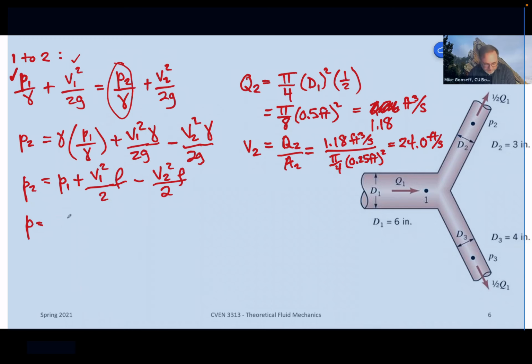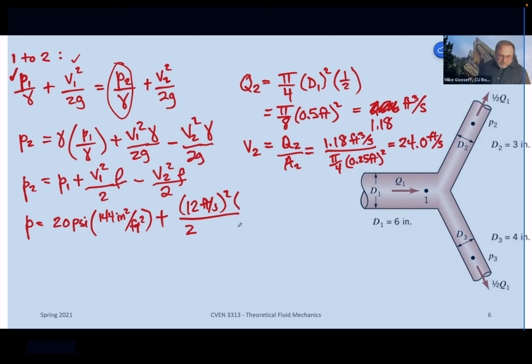So P2 then comes out to be P1, which was given as 20 PSI. So we can convert that now using 144 inches squared per foot squared, which will convert that into pounds per square foot for us. And then we add V1, which was 12 feet per second. And then we're going to square that quantity, and then we divide by 2. Oh, I forgot to multiply also by my density of water here.